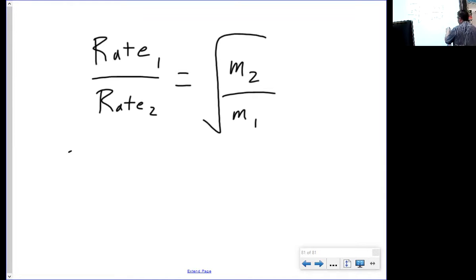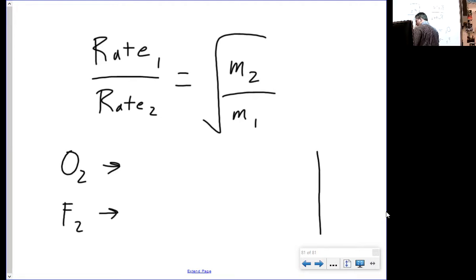So let's say we have a race between oxygen and fluorine. If oxygen and fluorine have a race, we want to know who's gonna get to the finish line first. We need to know who's the fastest, and so we compare these two rates. So we don't have the distance here. So let's say that it took oxygen 1 second to travel 10 meters. So that would be 10 meters per second for the rate of oxygen. So for oxygen, my rate 1 would be 10 meters per second.